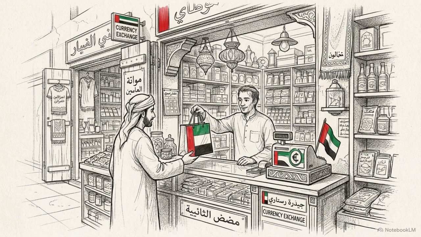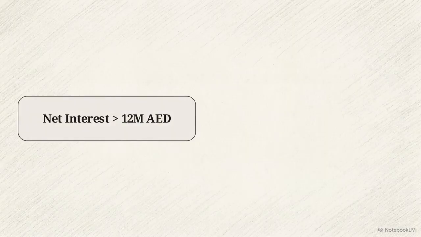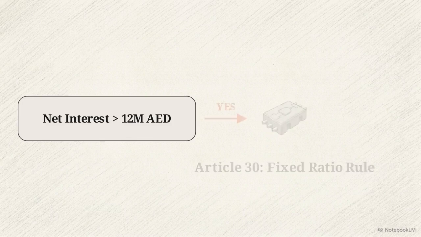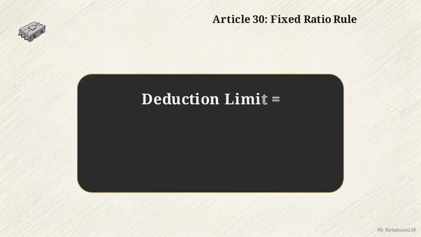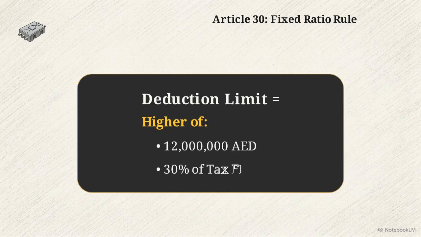to capital for growth. However, if the net interest expenditure exceeds 12 million dirhams, the funds are routed to Article 30, the fixed ratio rule. Here, the maximum deductible interest is capped at the higher of two numbers, a flat 12 million dirhams or 30% of the entity's tax EBITDA.